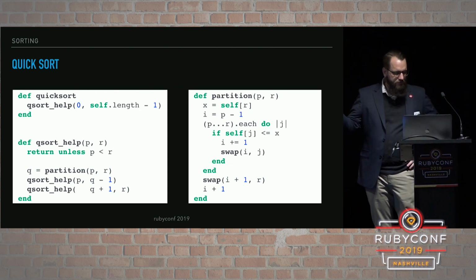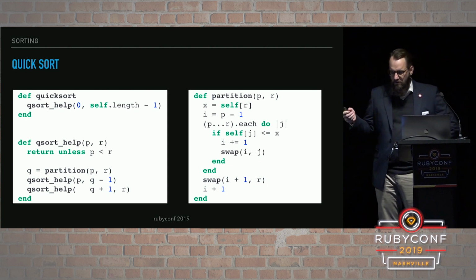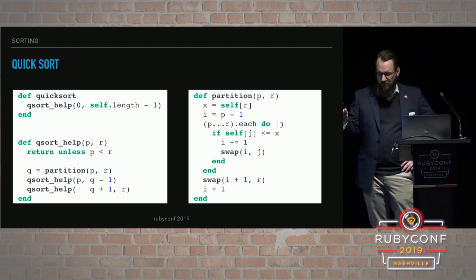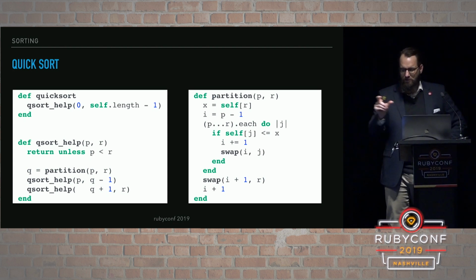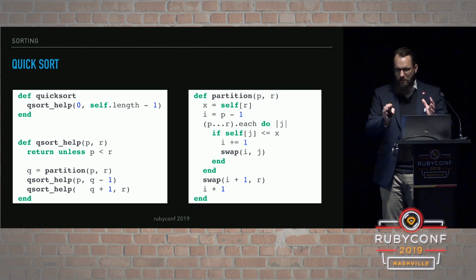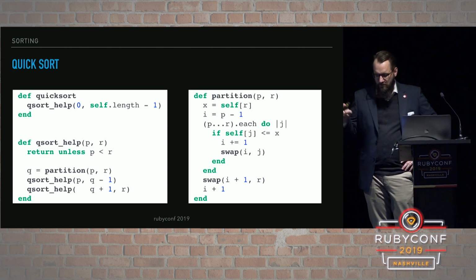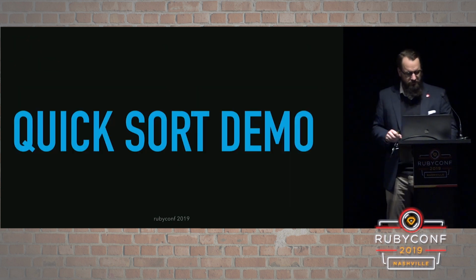So we have the top-level quicksort that basically calls this helper. The helper bails out if it's in too small of a state. It does the partition, and then it recursively calls the helper on each of the 2 partitions. So you can see the first iteration, the P is going to be 0, R is going to be at the very end, and then we're going to sort each of the partitions. And then you can see the partition code on the right. It has some swaps in it and stuff. Kind of complicated, but again, I have a demo. So let's take a look at that.